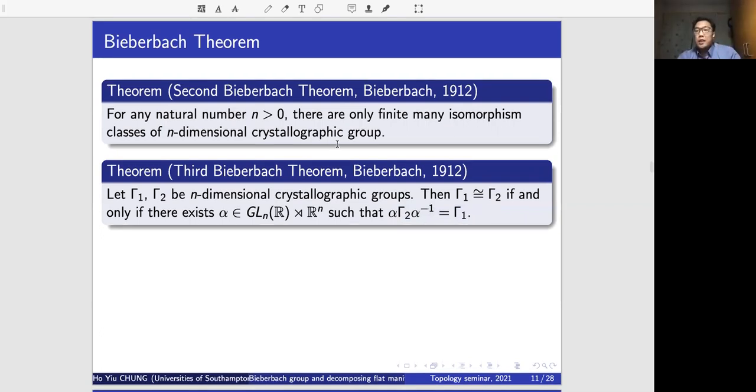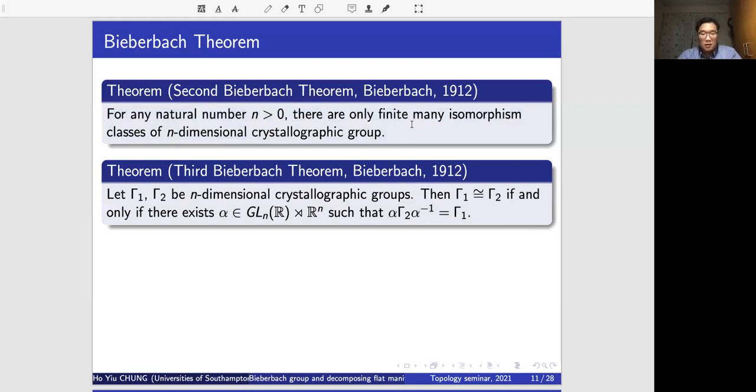Since we already know that a crystallographic group can be expressed as a short exact sequence, for the second and third Bieberbach theorems we just need to prove that there are finitely many choices of the finite group action, and prove that the second cohomology group is finite. Then we can prove that there are only finitely many isomorphism classes.